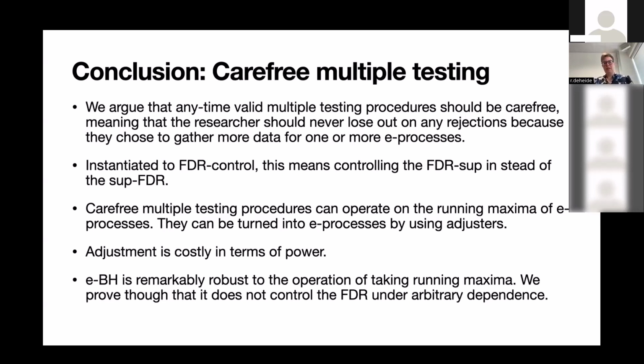We argue that for FDR control, instead of controlling the FDR sup, as e-BH is doing, by the way, e-BH is hugely improved by the e-partitioning procedure. So that's nice. Maybe we should adjust it in this paper too. We want to argue that we should control the FDR of the sup of the e-processes and not the sup of the FDR of the e-processes. And we can solve this by using adjusters. But adjustment is costly in terms of power. It's unclear which adjuster to choose. So there are some problems there.